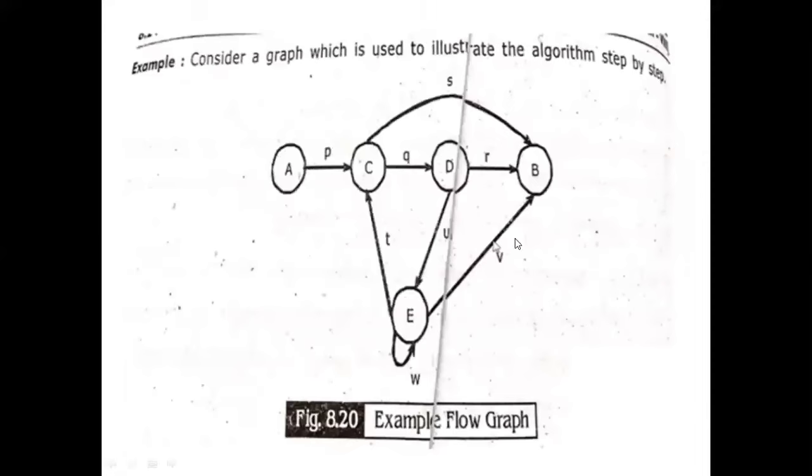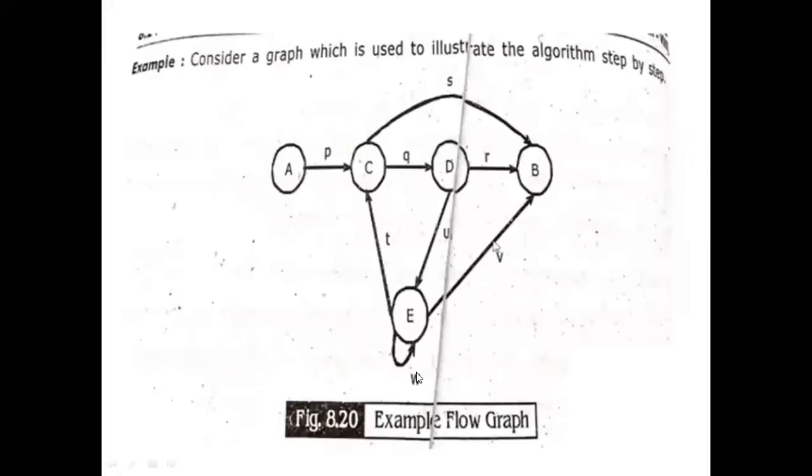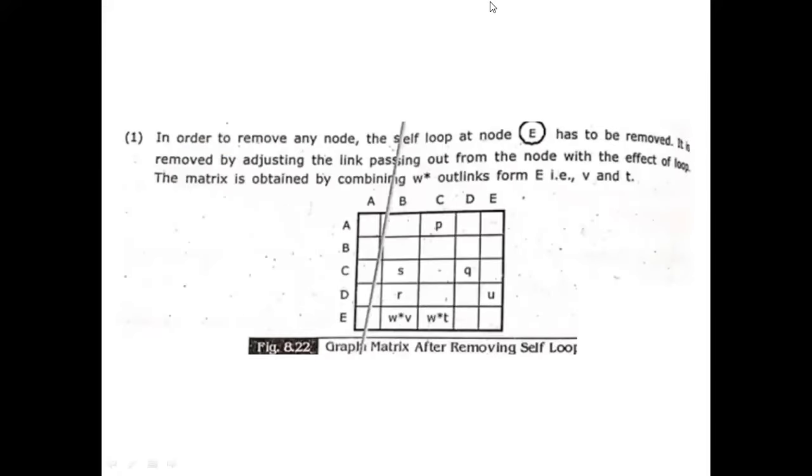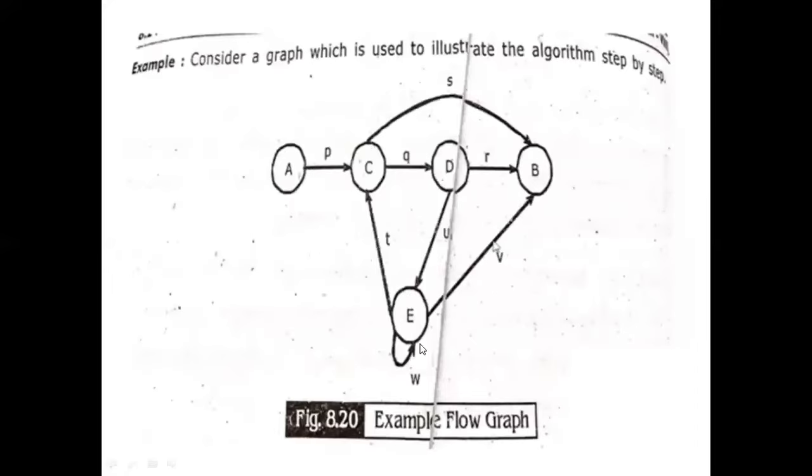After that, we check if there are any self loops. If you observe, W is the self loop. This is the node E, and it has a self loop. So we are going to reduce this node E, the one containing the self loop.